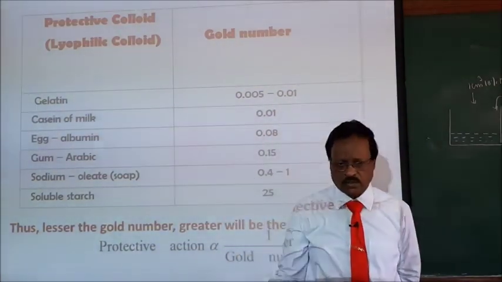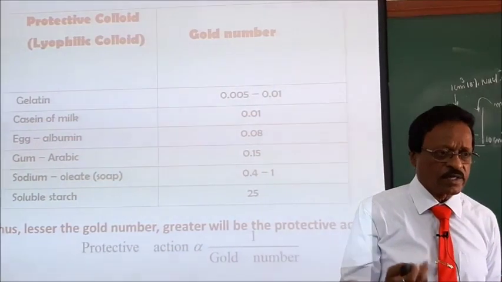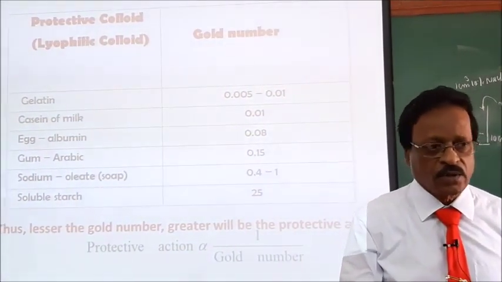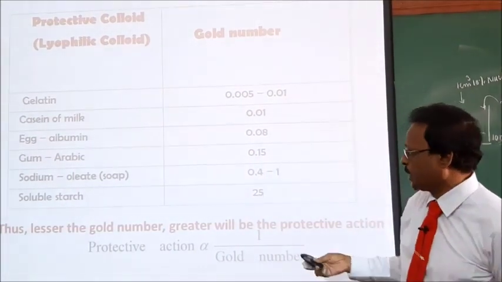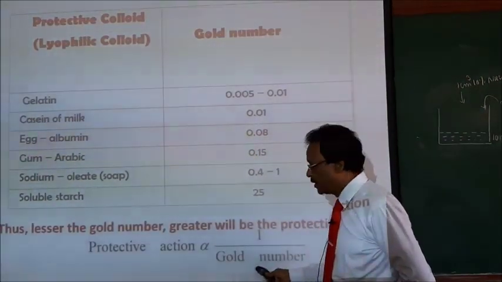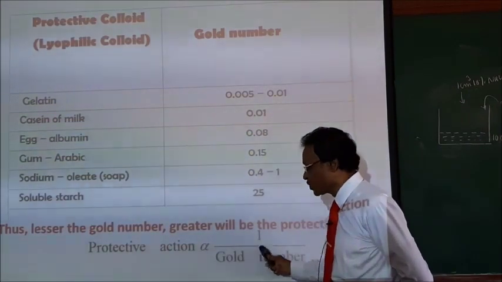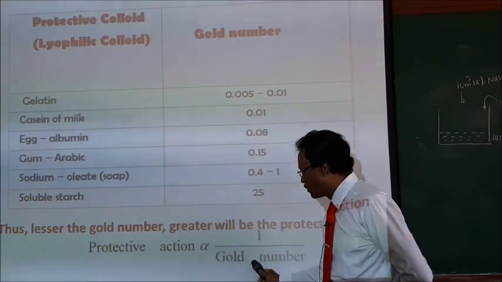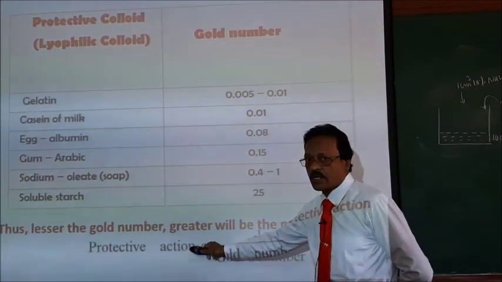It's a very common question. Many students are still doing it wrong in the examination. If you are good in the concept, you will not do it wrong. As I told you, the protective action is inversely proportional to the gold number. Lesser the gold number, more the protective action. More the gold number, less the protective action.